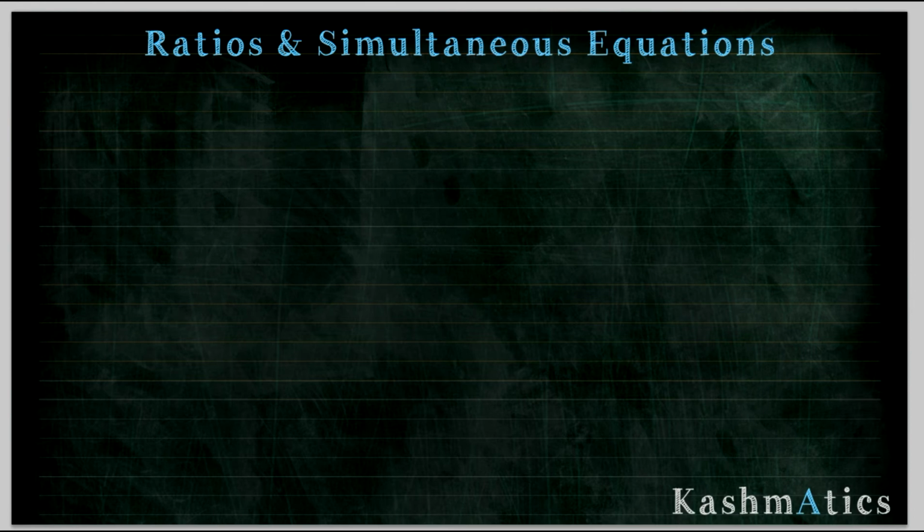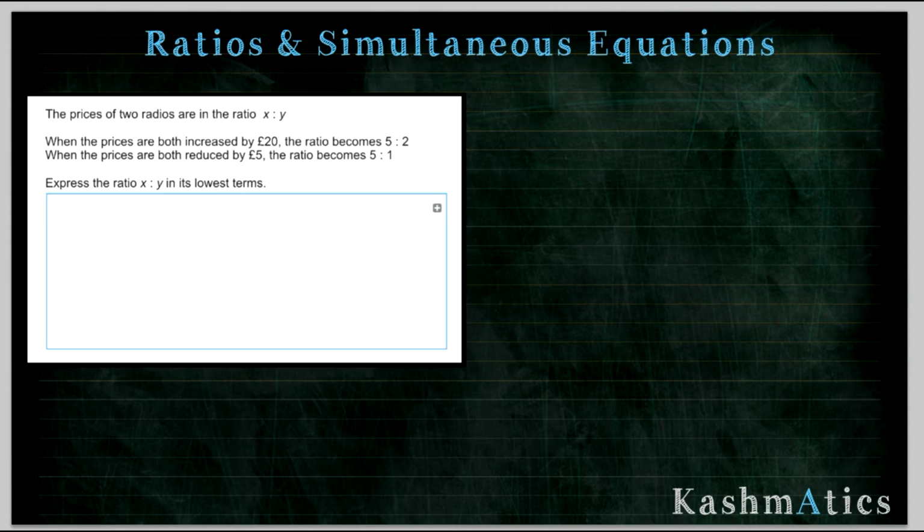This second question is about simultaneous equations, and it involves ratios, so it makes it a little bit more complicated. But before we do the question, I'm just going to go over one or two things. Let's just see the question in the first place. It's about the price of some radios in a particular ratio, and as they both increase, the ratio changes, and when they're reduced by a certain amount, the ratio changes again. What we've got to do is work out what the ratio was in the first place.